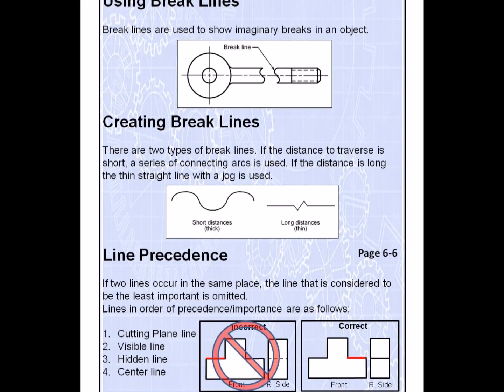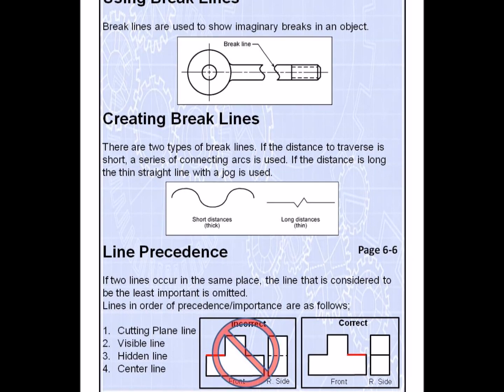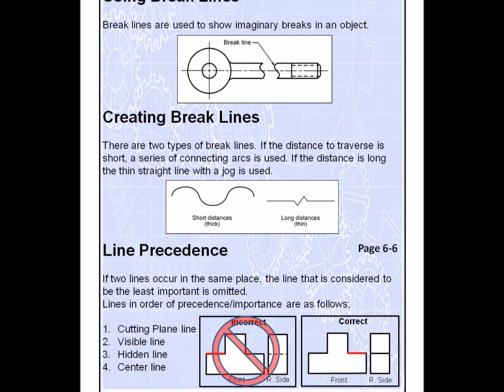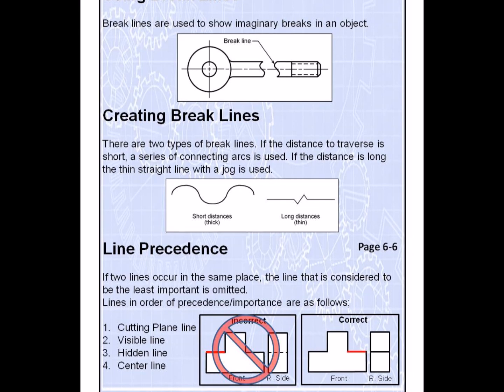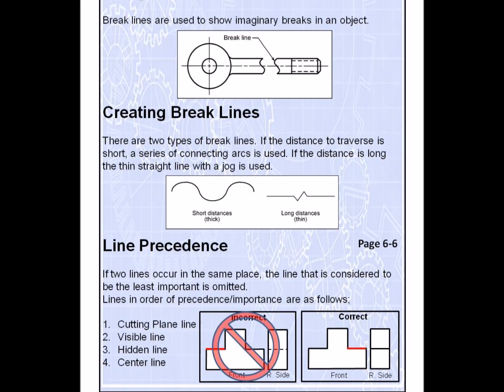There are two types of break lines. The type used depends on the length of the distance to be traversed. If the distance is short, a series of arcs are used. If the distance is longer, a straight line with a jog in the middle is used.